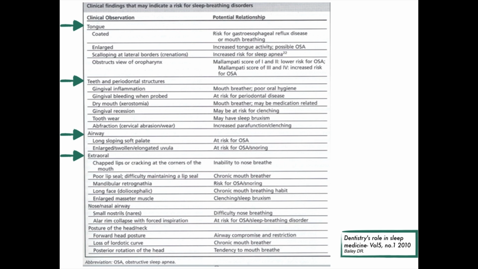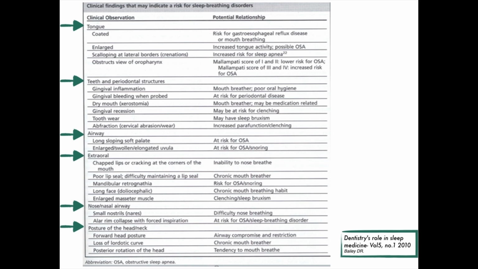Extraorally, when we're looking at the patient, do they have chapped lips or cracking at the corners of the mouth? This indicates an inability to nose breathe. With mandibular retrognathia, long faces, enlarged masseter muscles, they could be clenching or have sleep bruxism or have chronic mouth breathing. With the nose, we're looking for small nostrils and alar rim collapse with forced inspiration, which again is a risk of a sleep breathing disorder and difficulty breathing through the nose.